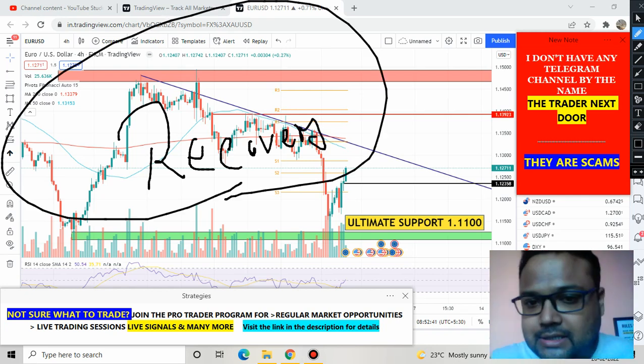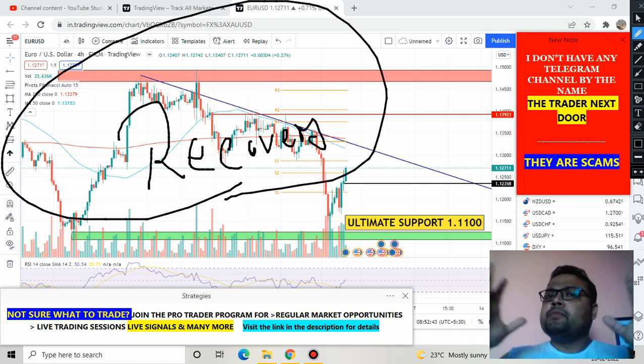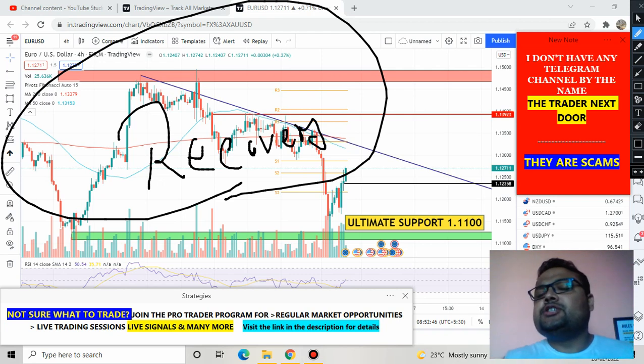So in this market condition, it is better to look for buying positions only if the recovery still continues, or if you see the same recovery on Monday as well.